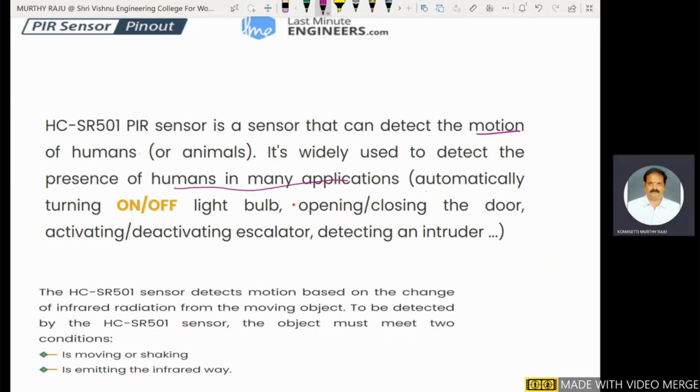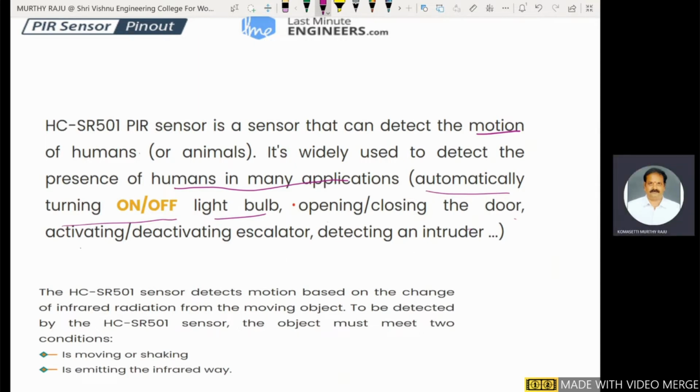An important application is automatically turning lights on and off, opening and closing doors. Whenever a person comes near the door, the door opens. Whenever a person enters the lift, the door closes. Activating or deactivating an escalator.